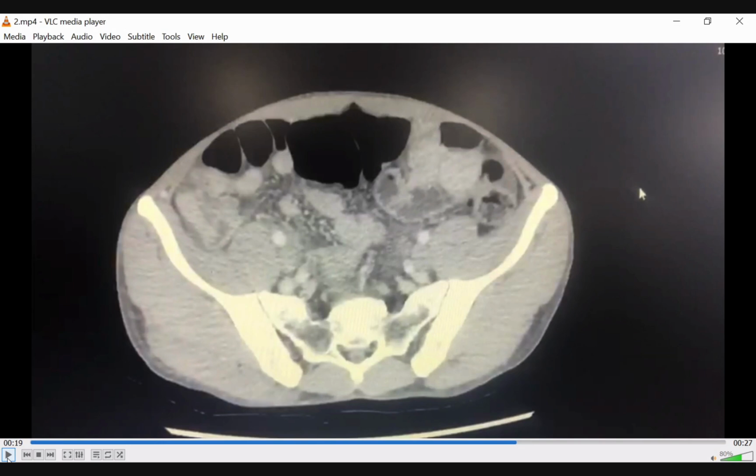Sacrum, we have L5 levels. More likely S1. Yes, yes. Because the sacrum is well formed and you can see it at the central body. Okay. Yes, sir. Okay. So if there's anything here, tell us.